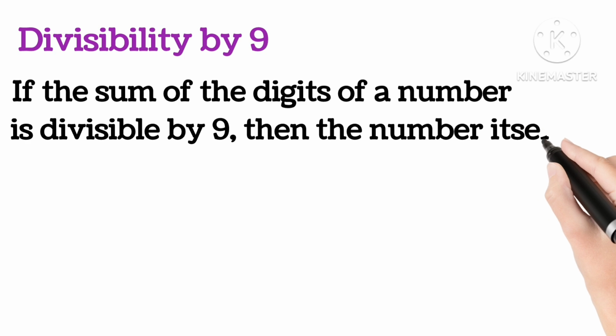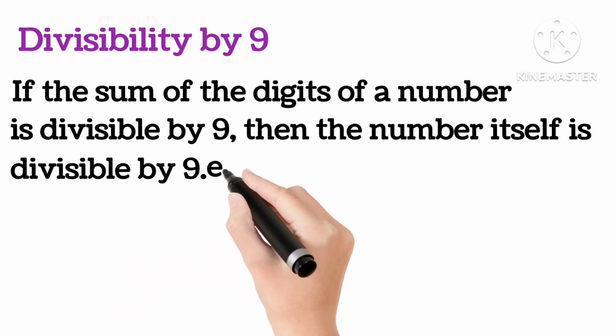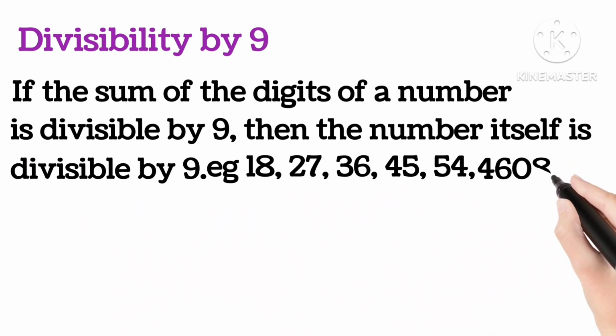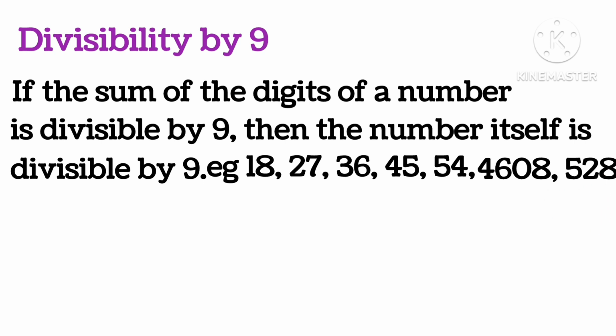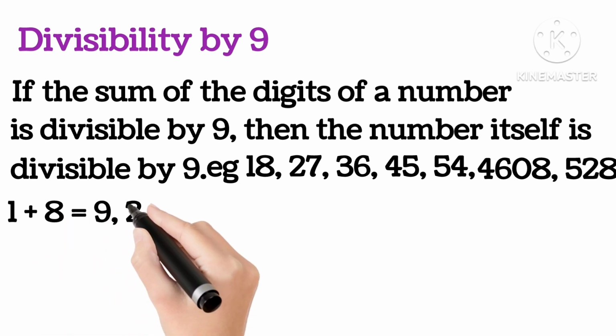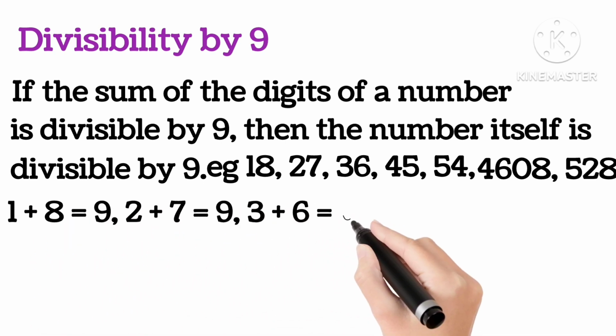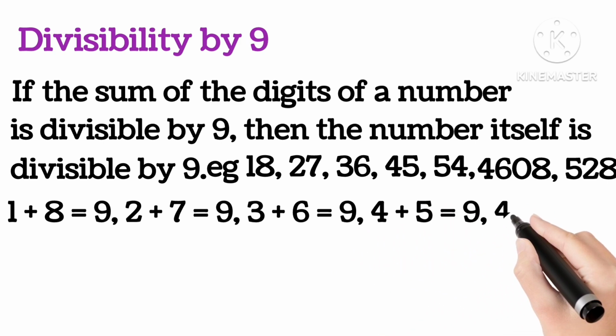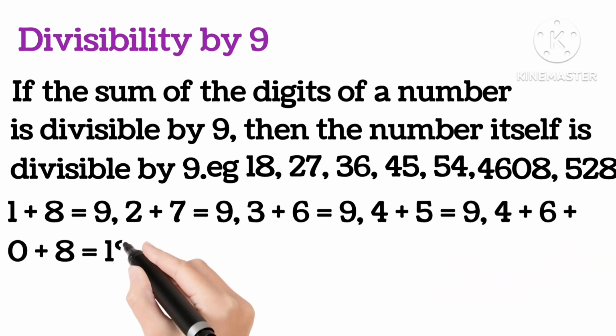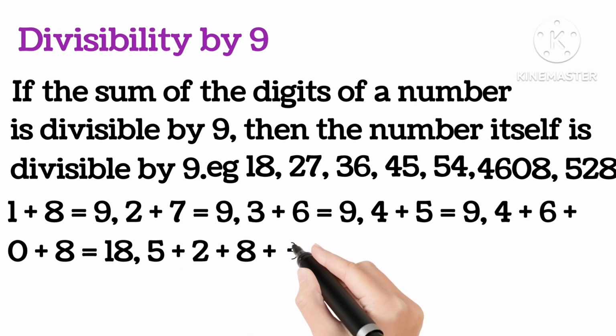Divisibility rule for 9. It says if the sum of the digits of a number is divisible by 9, then the number itself is divisible by 9. For example, take the numbers 18, 27, 36, 45, 54 and so on. All these numbers are divisible by 9. How can we check? Add the digits of the number. If I take the example of 45 and add 4 plus 5, it gives 9. So 9 is a multiple of 9, and 45 is divisible by 9.